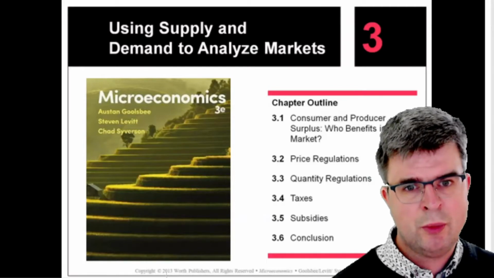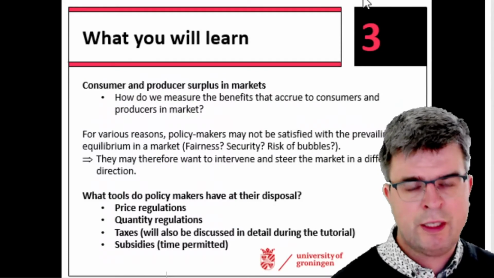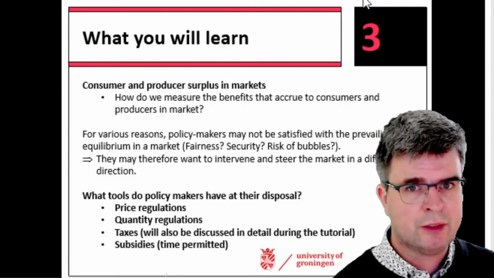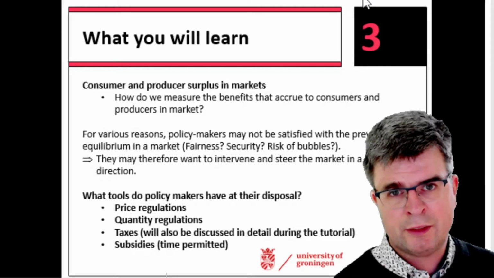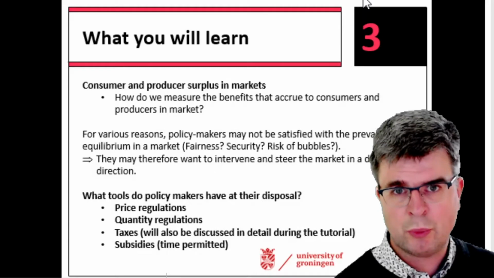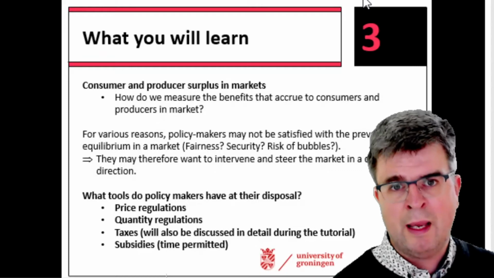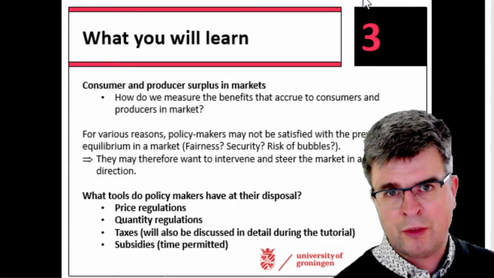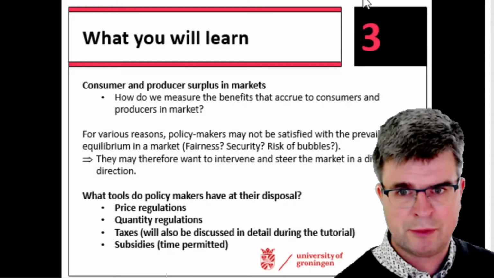So let us continue with chapter 3 of the book. And in chapter 3 you will learn two basic things. In chapter 2 we discussed the basic supply and demand function. But what is added in chapter 3 is answering the question, who benefits from the presence of markets? To which extent do consumers benefit from the opportunity to trade in markets, and to which extent do producers benefit? And we want to develop quantitative measures that measure the amount of benefit that each party derives.